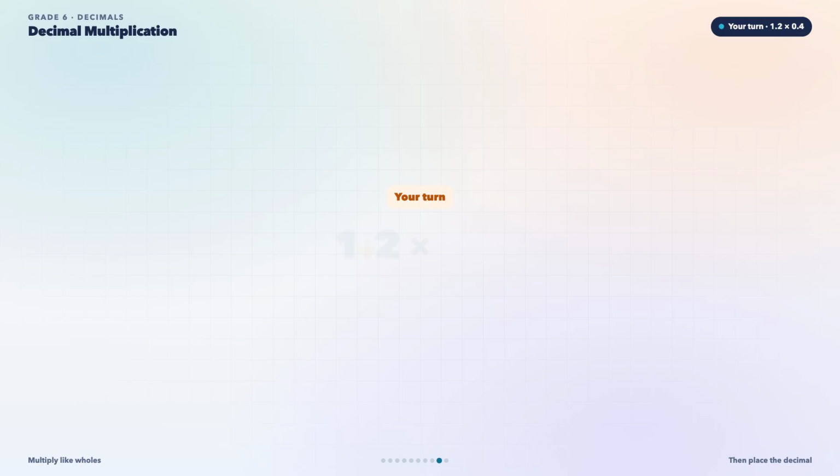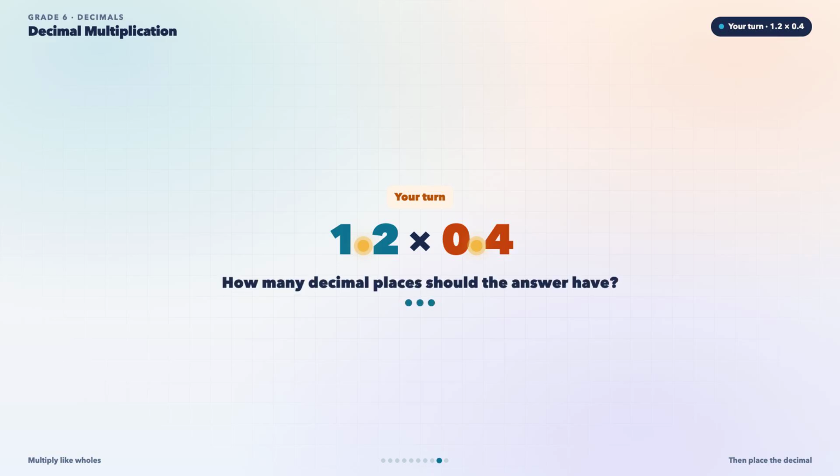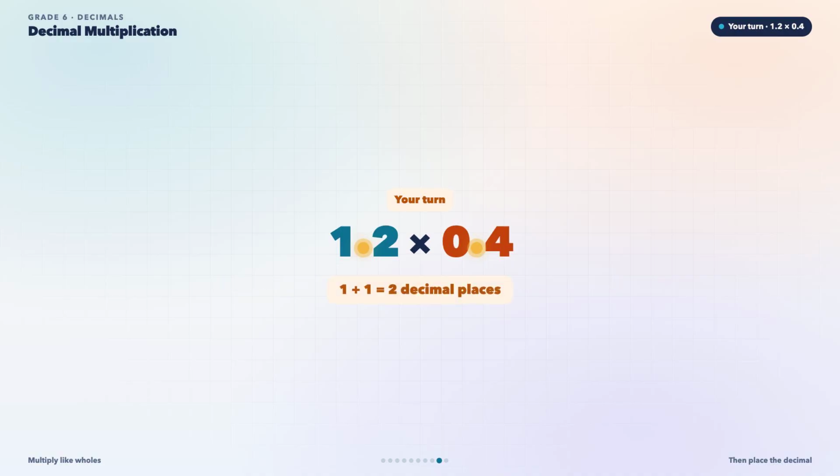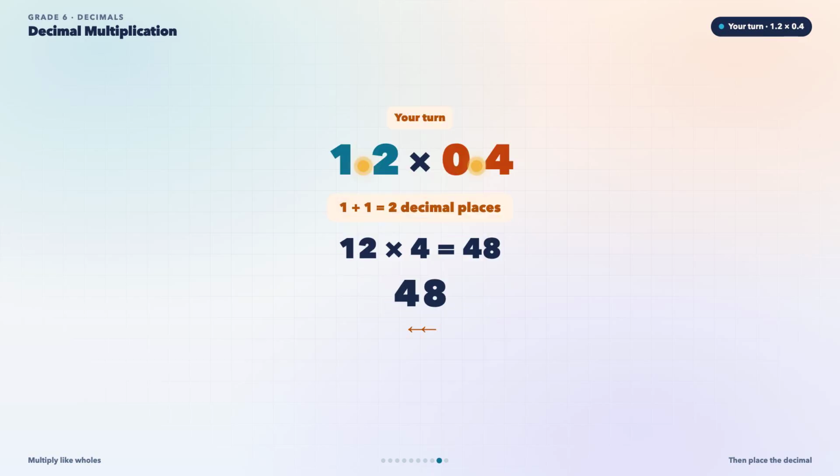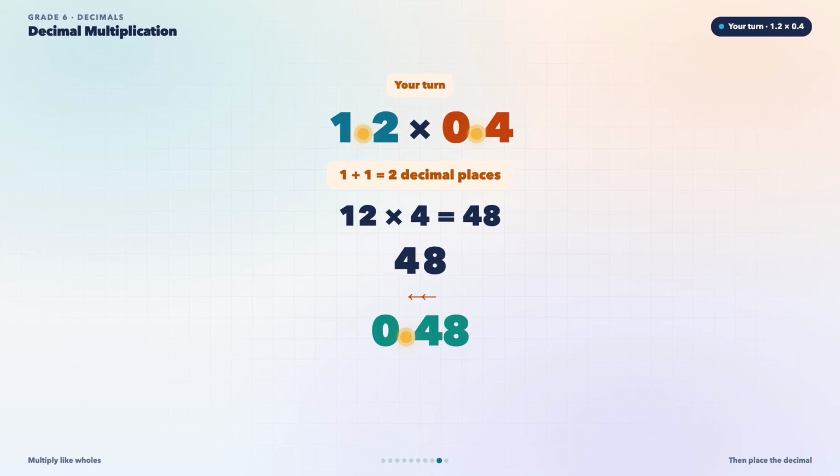Your turn. 1.2 times 0.4. How many decimal places should the answer have? 1 plus 1 equals 2. 12 times 4 equals 48. 2 decimal places give us 0.48. 1.2 times 0.4 equals 0.48.